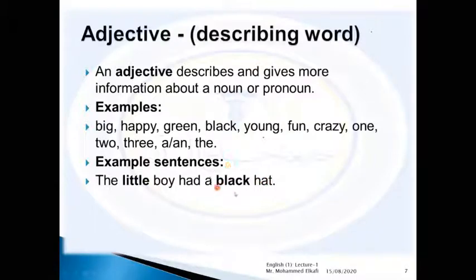We think of black hat. Black is an adjective and hat is the noun. So black describes the hat. Which hat? The black one. So black is used before the noun in order to describe the noun, to describe the hat. Even a is an article used before hat in order to say any hat. So this article a also describes the type.